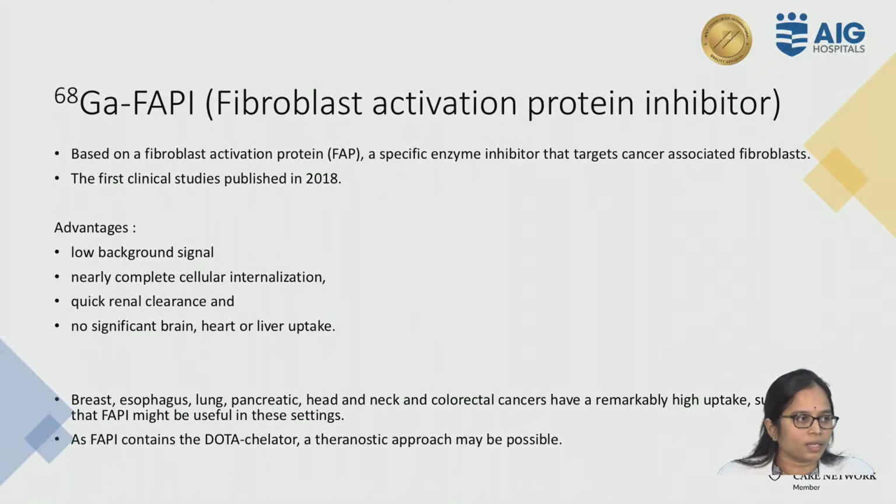Nowadays, most of the studies since 2018 are on an interesting topic, that is FAPI. Almost all the articles from the past 2 years are on fibroblast activation protein inhibitor. Let's see what the basic advantage is. It has low background signal, with very minimal uptake in the brain, heart and liver, and almost 28 malignancies show intense uptake of FAPI compared to FDG.